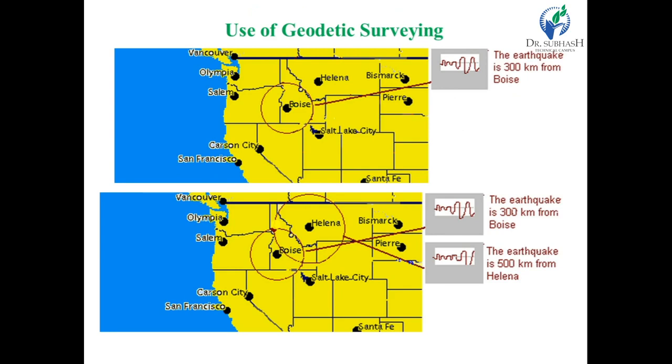Now see in the picture, that is the one location, Boise, and 300 km away from Boise can be noted. So we draw the circle and we can find the epicenter and the different parameters of the earthquake.